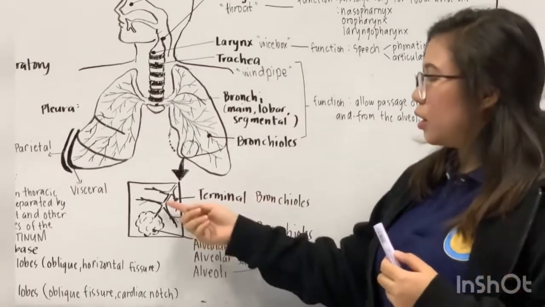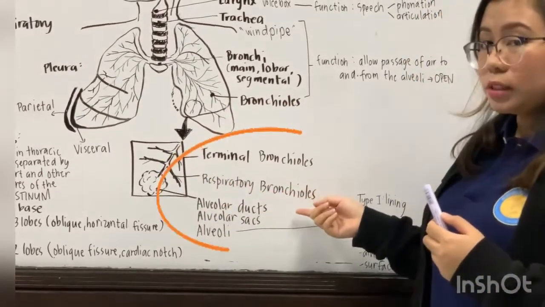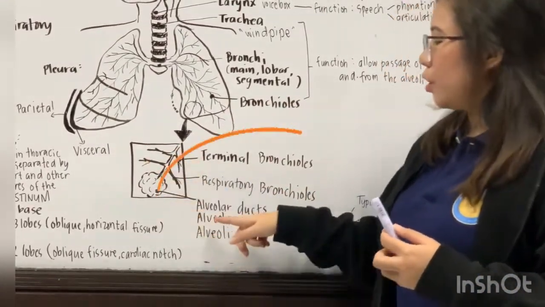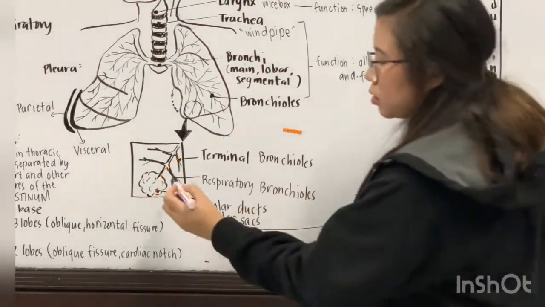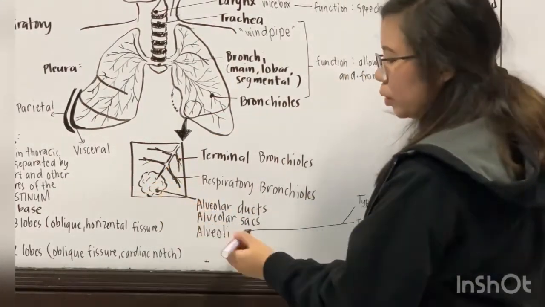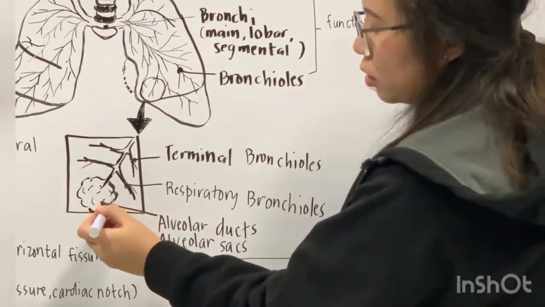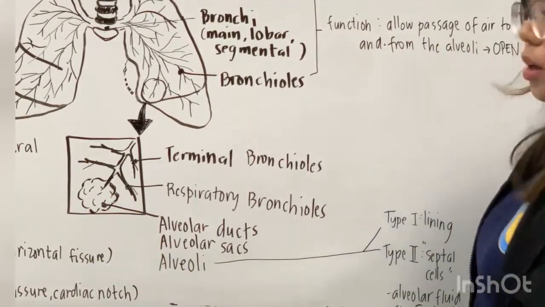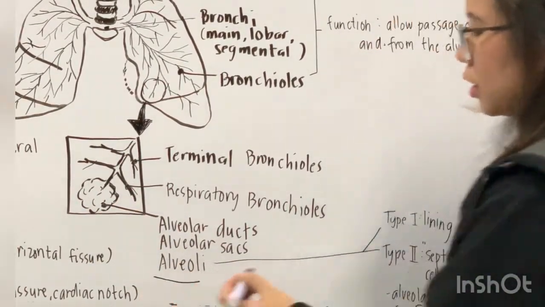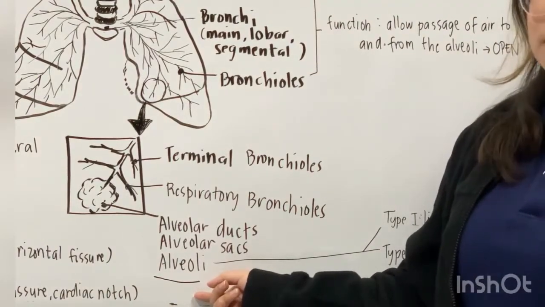Next, you have your respiratory bronchioles, and at the distal part, you have your alveolar ducts. This is your ducts. Then your alveolar sacs and your alveoli. So your alveoli is the basic unit of your pulmonary system.